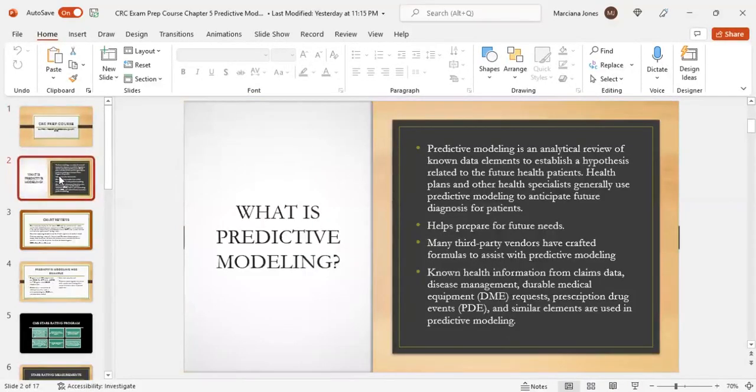Predictive modeling is an analytical review of known data elements to establish a hypothesis that's related to the future health of patients. Health plans and other health specialists generally use predictive modeling to anticipate future diagnosis for a patient. In a nutshell, this is a way of reviewing data to predict the health status of patients. We're going to look at the data to see, over a matter of years, are these patients getting healthier or are they getting sicker? It helps prepare for future needs.